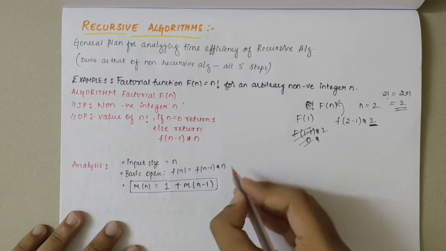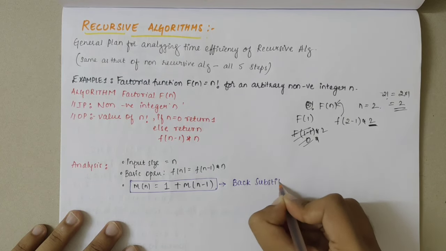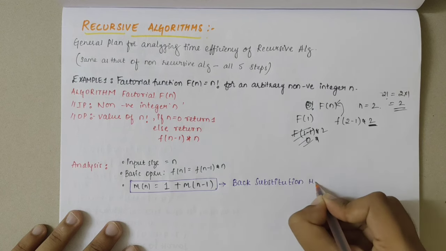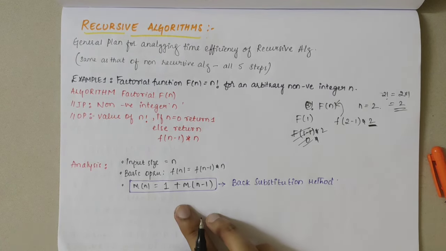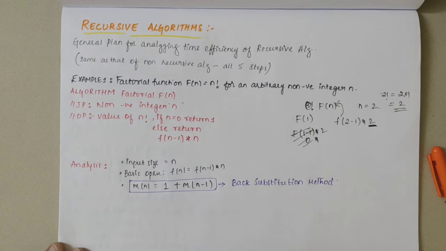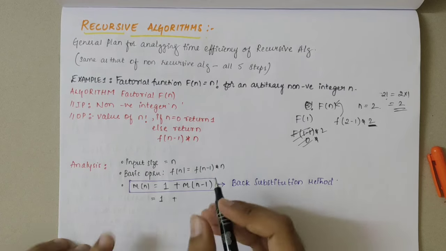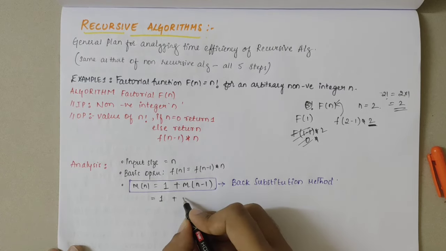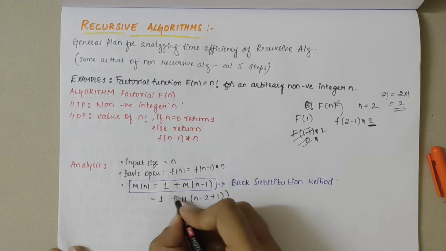by back substitution method. So it is very important to obtain the recurrence relation, because based on this only we can solve the problem further, right? So this step I have obtained. Now I'll substitute m of n value in this. So it will be 1, I'll write here, plus m of n value is substituted in n minus 1. So here it will be m of n minus 2 plus 1, right?